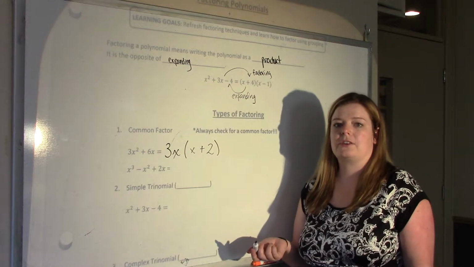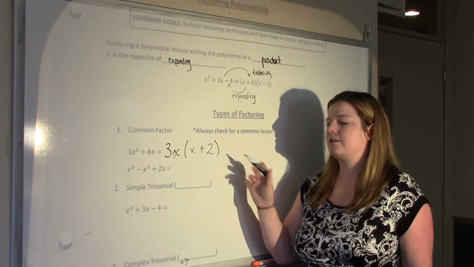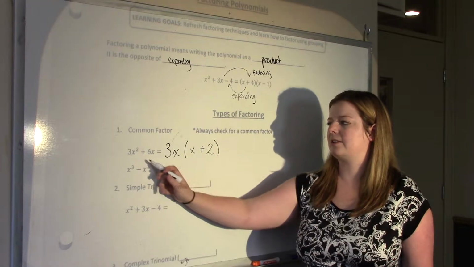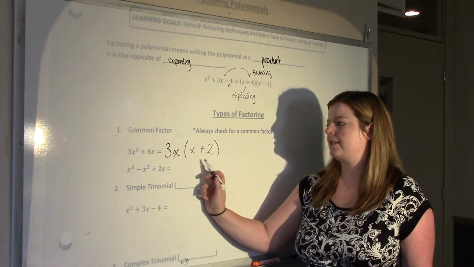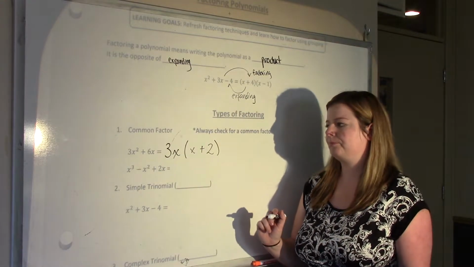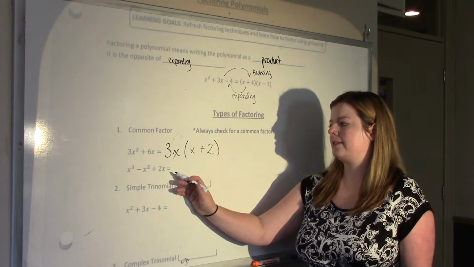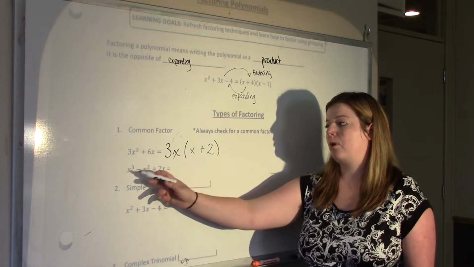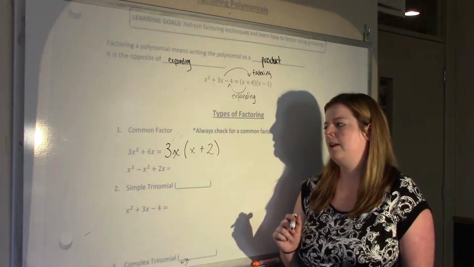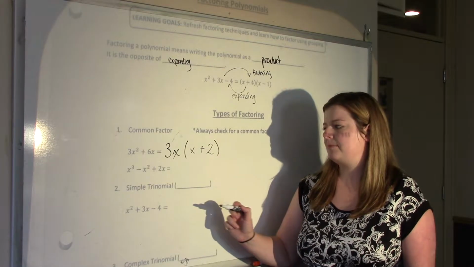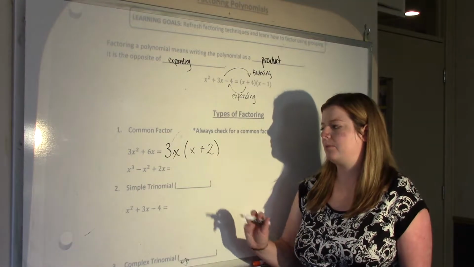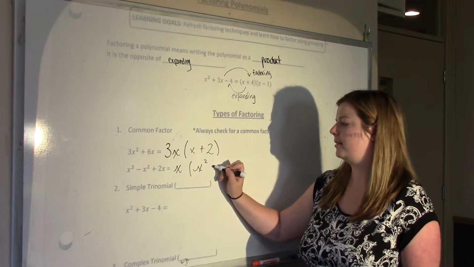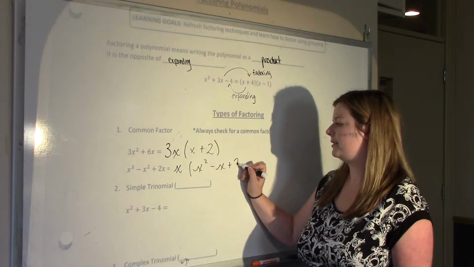Another way to check if this is correct is in your head, just expand this back out and make sure you get back to the original. So 3x times x is 3x squared, and 3x times 2 is 6x. In this case, there's no number that we can factor out because 1, negative 1, and 2 do not have a common factor. But we can take out an x because all of these terms have at least one x. So we remove an x, then we're left with x squared minus x plus 2.